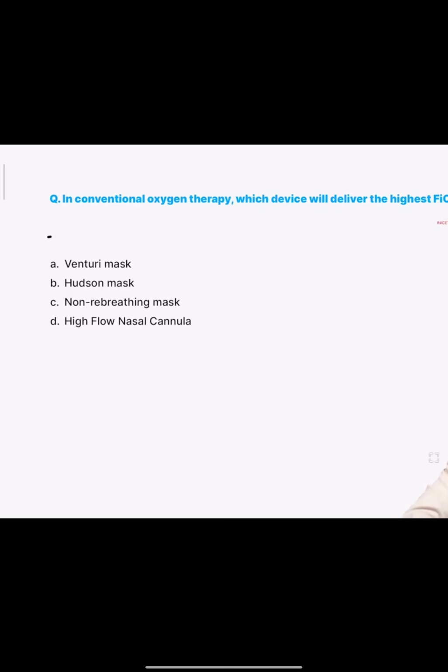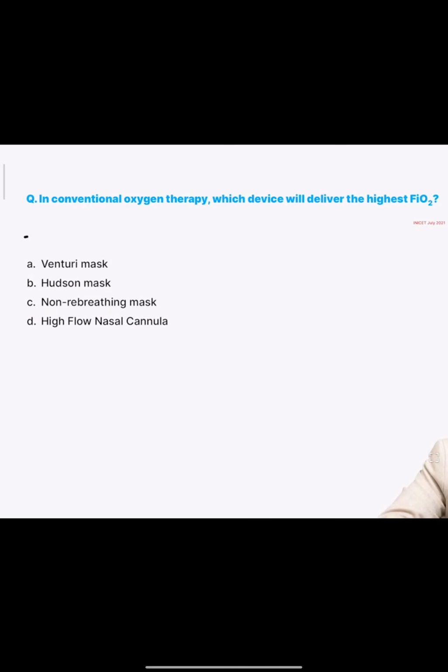Next, guys, in conventional oxygen therapy, which device will deliver the highest FiO2? Conventional oxygen therapy means oxygen therapy without any humidifier, without any positive end expiratory pressure and all. So nasal cannula is a conventional device. Face mask is a conventional device. NRBM is a conventional device. Remember, high flow nasal cannula is not at all a conventional device. It has PEEP and all, so it doesn't come under conventional devices.